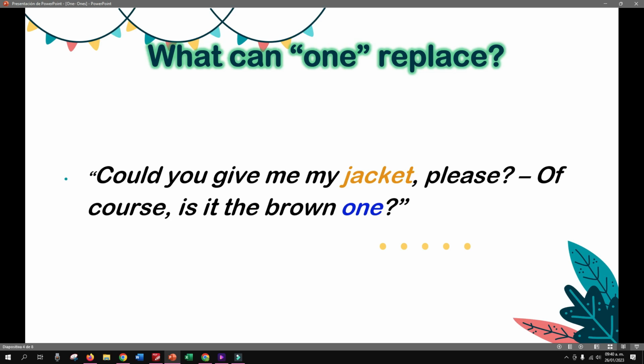Another example, could you give me my jacket, please? You're talking about what? The jacket. One jacket, right? So, of course, is it the brown one? Here, you can say the brown jacket, but you're going to use the word one to replace what? The word jacket. Yeah, so could you give me the jacket, please? Of course, is it the brown one, right?